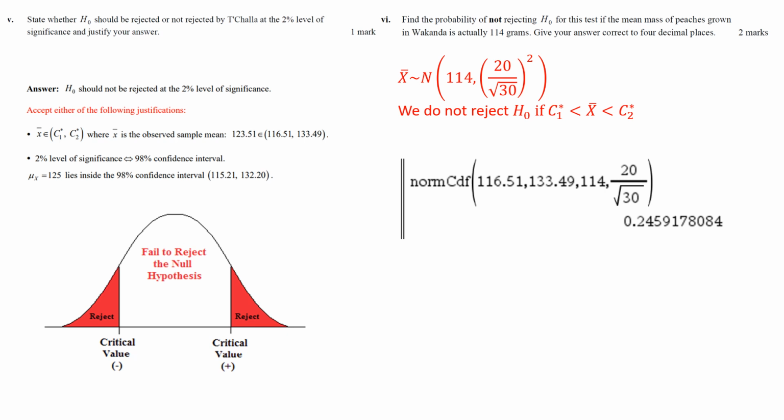The last part of the question. What if the actual mean is 114 grams, not 125 grams? So we want to work out the probability of not rejecting H0. So we want to work out this area. So just form your distribution, and we need to use a new mean, which is 114, and then we work out the probability.